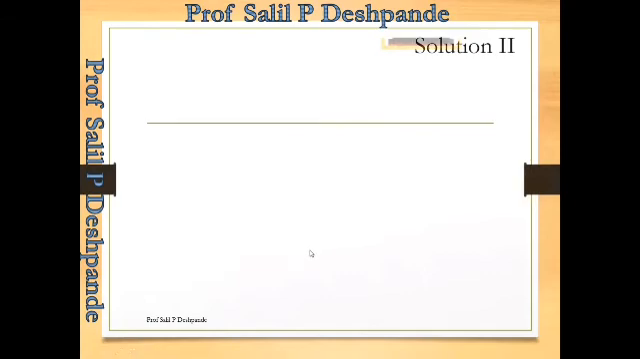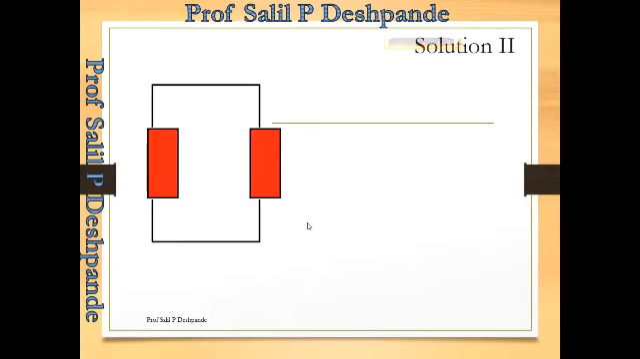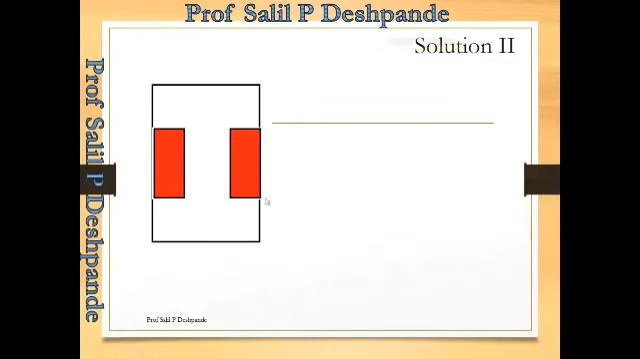Now I'm going to change the way I was looking at the I section. I'm going to take one rectangle, and from this rectangle I'm going to deduct two more rectangles. These red rectangles I'm going to deduct. So now this white rectangle is my figure number 1, the red rectangle is figure number 2, and this is figure number 3.